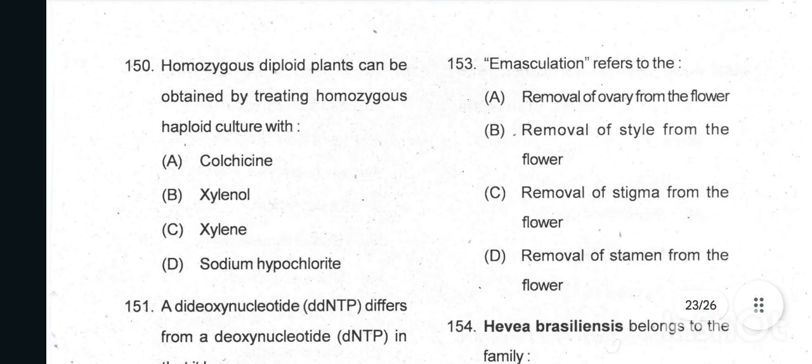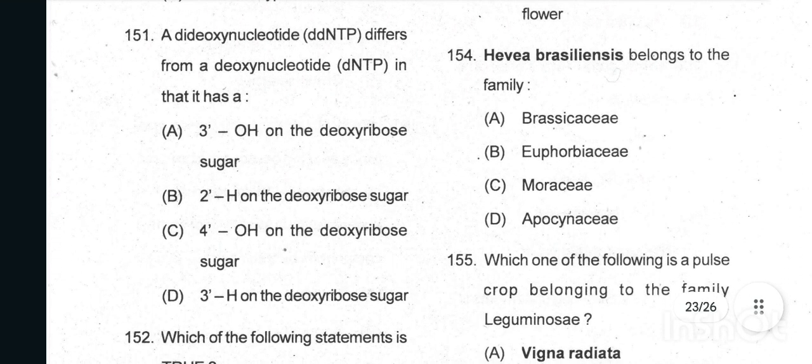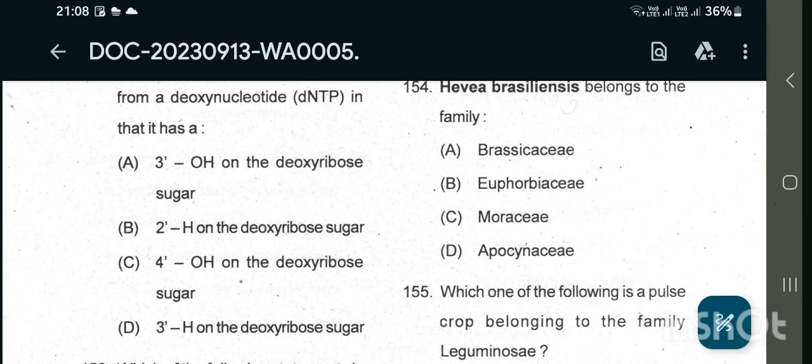Next question is, homozygous diploid plants can be obtained by treating a homozygous haploid culture with colchicine. A. A dideoxynucleotide differs from a deoxynucleotide in that it has, so a dideoxynucleotide has no 3' OH on the deoxyribose sugar. In that way, it differs from dNTP. So here the correct one is option D.